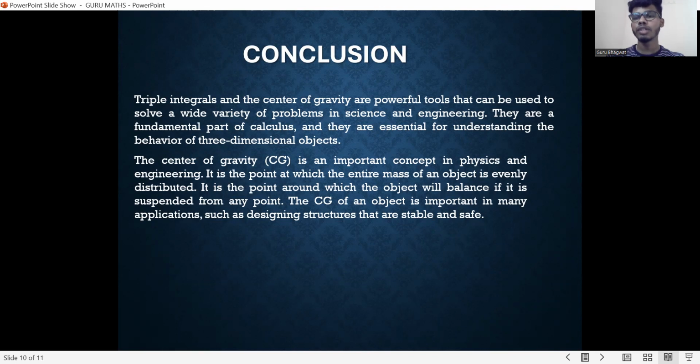The center of gravity of an object is important in many applications, such as designing structures in engineering and physics, because applications that take the center of gravity into account are stable and very safe. So the center of gravity plays a major role in translatory motion and in engineering, physics, and all the different sectors. So the center of gravity is very important. This is all about the center of gravity and the volume of the triple integration.